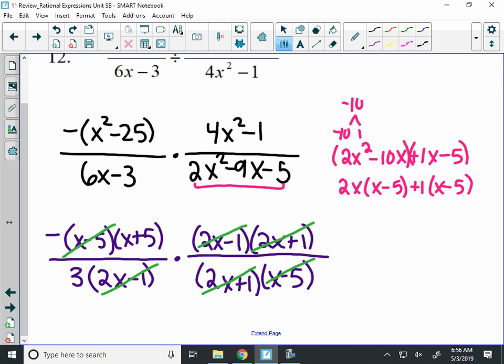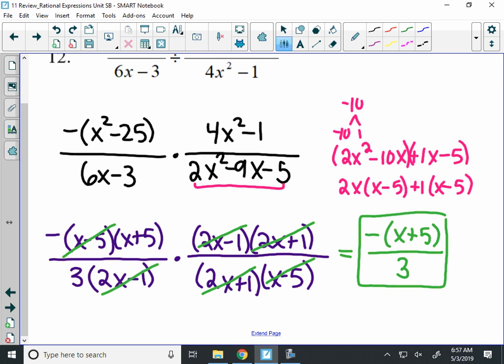And that's it. So my numerator is negative x plus 5 over 3. And that would be your final answer. Or you could rewrite that if you really wanted to as negative 1/3 times x plus 5. Either way, those are equivalent answers.